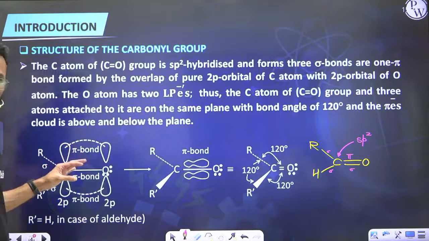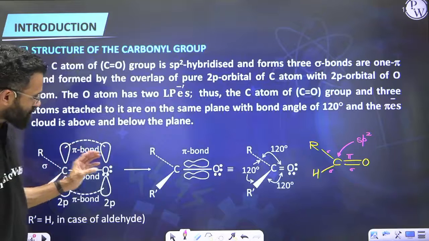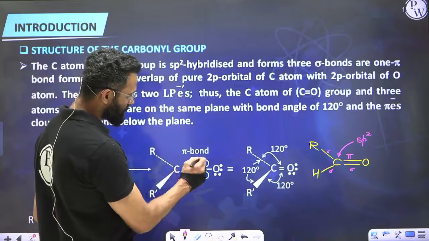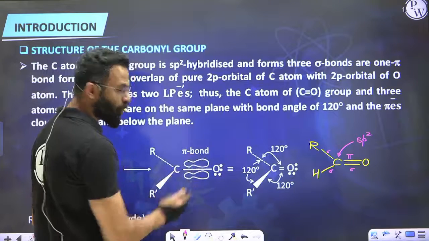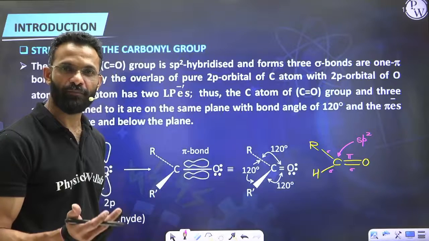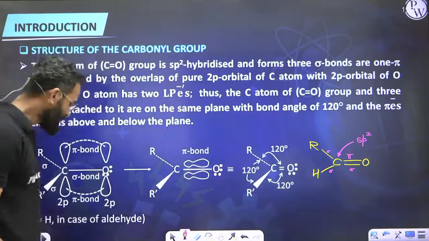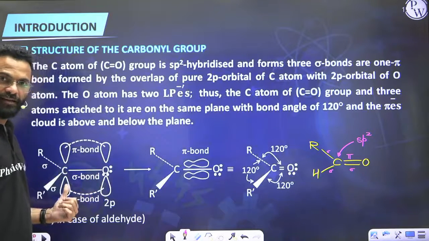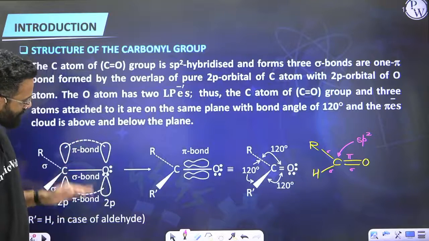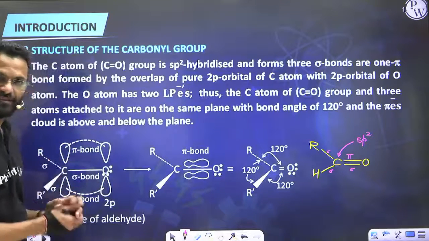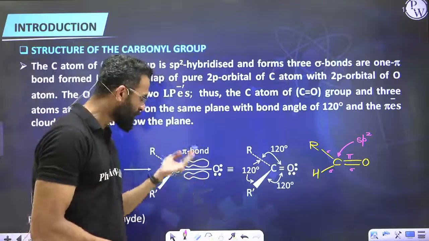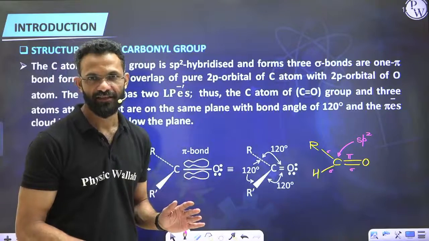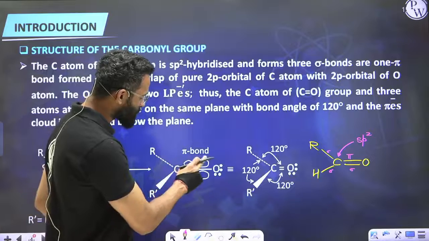Now the same structure can also be represented like this, where if you observe carefully, other than the sigma bond, there is an electron cloud shown above and below the sigma bond. One of the important features of the pi bond which we have studied is that, since the pi bond is formed by the lateral or sideway overlapping of pure p orbitals, electron density increases above and below the nuclei of the two atoms, or above and below the internuclear axis, you can say. Then the question arises, why is this electron cloud shown unsymmetrical?